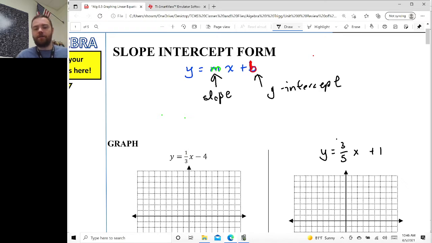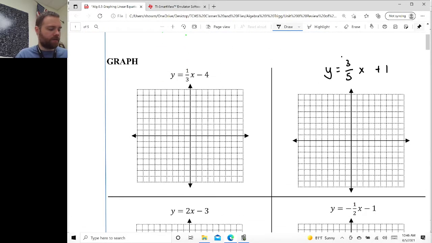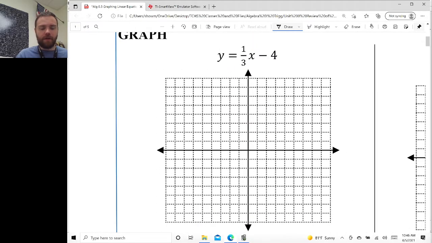So they're easy to graph when they're in the y equals mx plus b form, as long as you can easily see what your slope is and what your y-intercept is. So let's start with the first example. Right here I've got y equals 1/3 x minus 4. What I like to start with is the y-intercept. You're not always able to do that because if it's off the grid, you may have to change your scale or you just work with what you've got, okay?